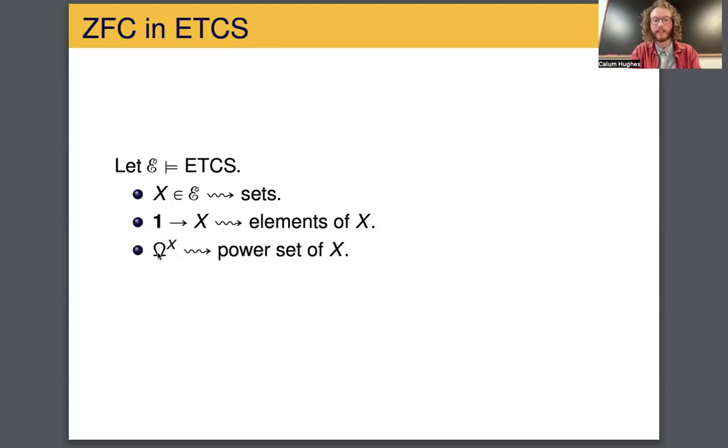We think of this omega, this exponential omega to the X, as the power set of X. So in the category of sets, this is the two element set to the power of X, and this corresponds exactly to the power set of X. And there's many more things you can do. As I said, you can develop propositional logic, Peano arithmetic, but there's certain things you can't do.